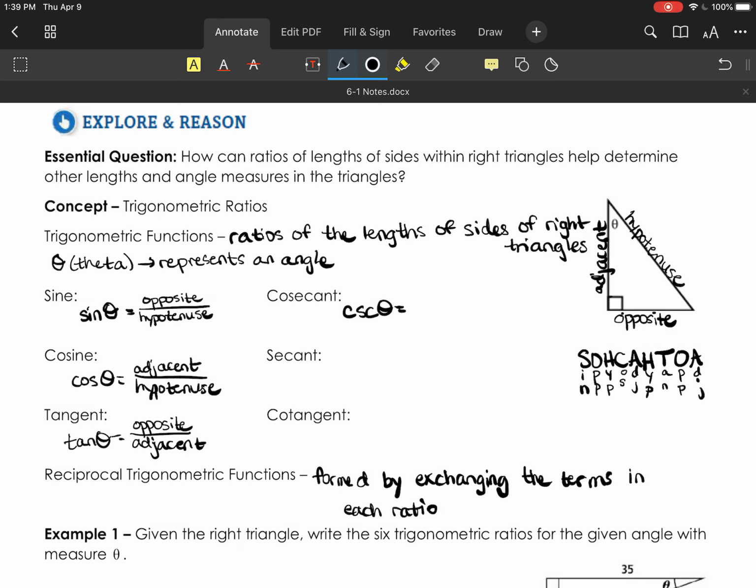Cosecant is written as CSC theta. Cosecant of theta is just the opposite of sine. Sine was opposite over hypotenuse. Now we have hypotenuse over opposite. Same thing with secant. Secant is SEC theta. Instead of being adjacent over hypotenuse like cosine is, now it's hypotenuse over adjacent.